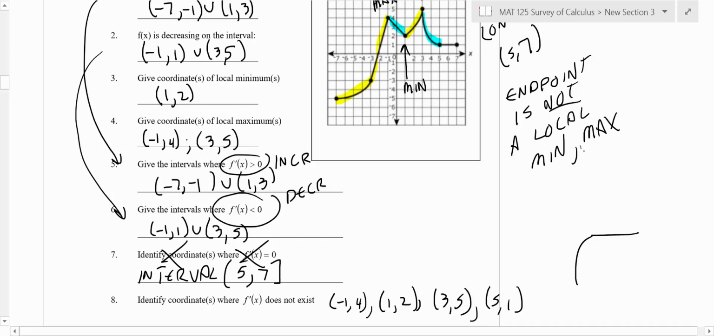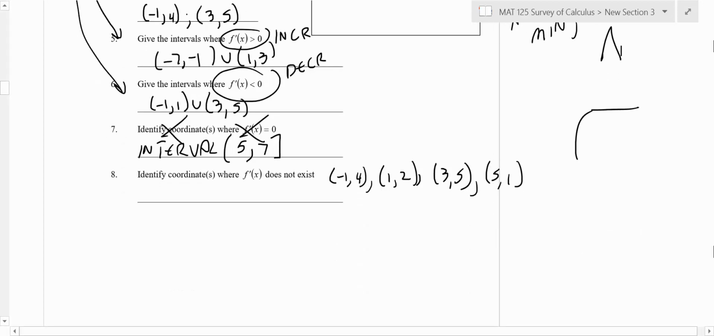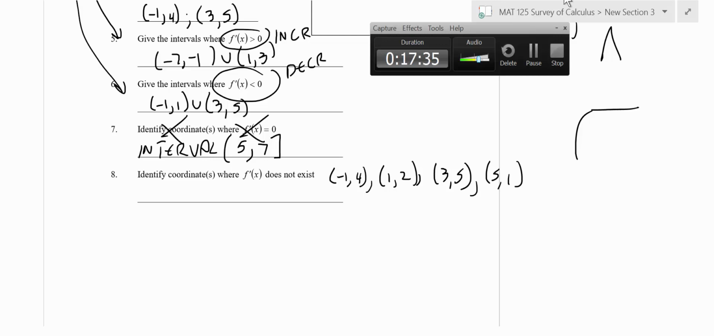Sharp points don't have to be like a perfect arrow or something. It's just where you have two totally different functions joining in some way like that. Okay, so that'll wrap us up today.